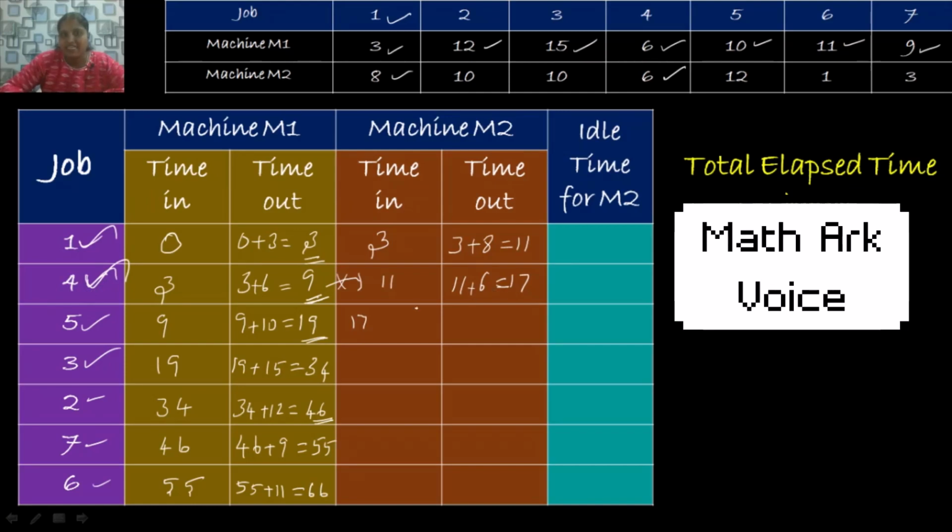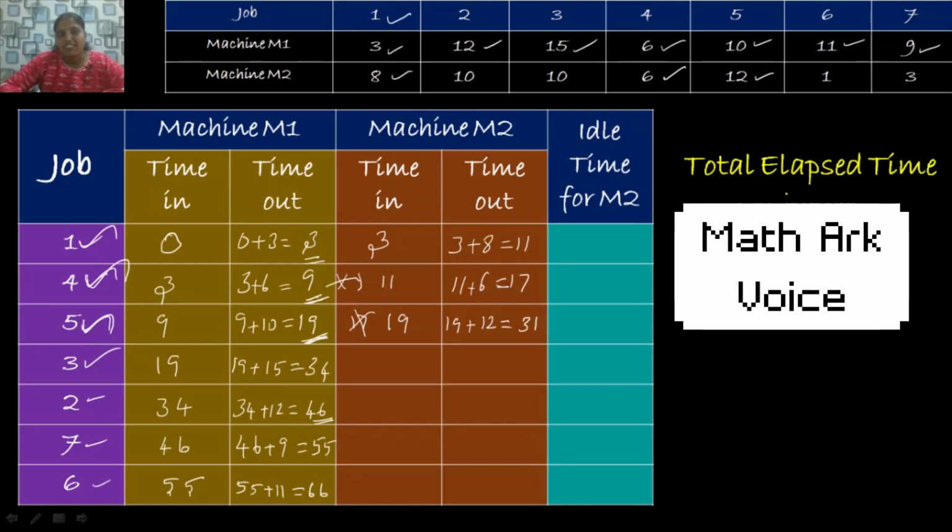But at 17 hours it doesn't have any job to process, because job 5 completes its processing time at 19 hours on machine M1. So it has to wait for 2 hours to get a job. So at 19 hours job 5 entered machine M2 and it needs a processing time of 12 hours. So 19 plus 12 equals 31 hours. So at 31 hours it has completed its processing time.